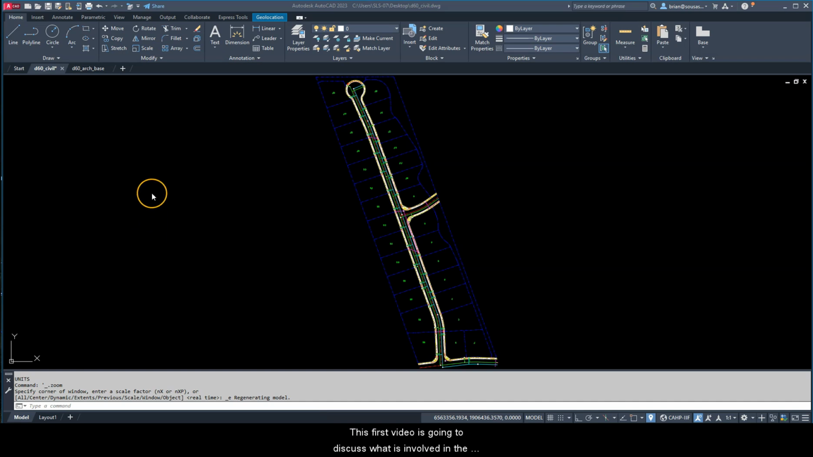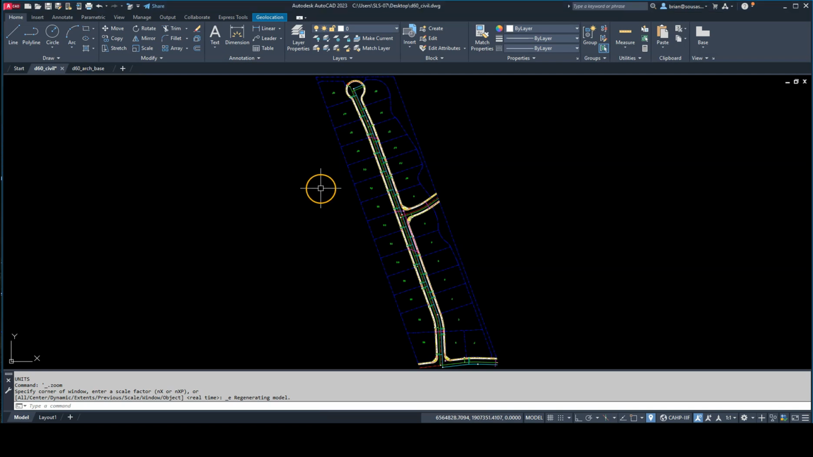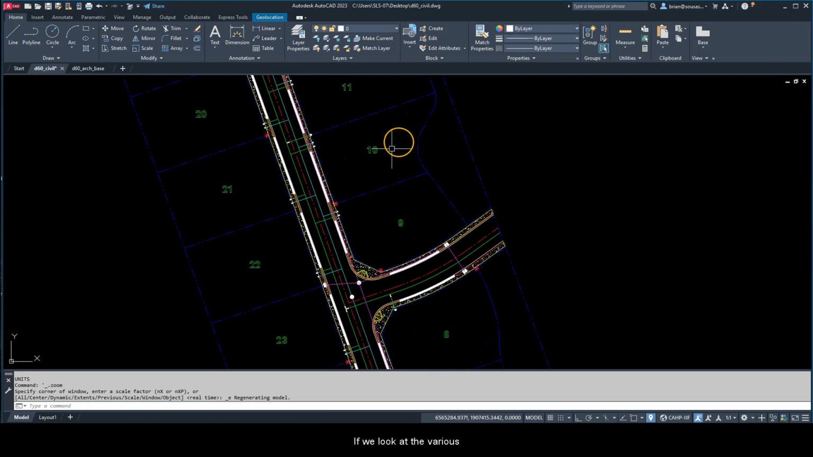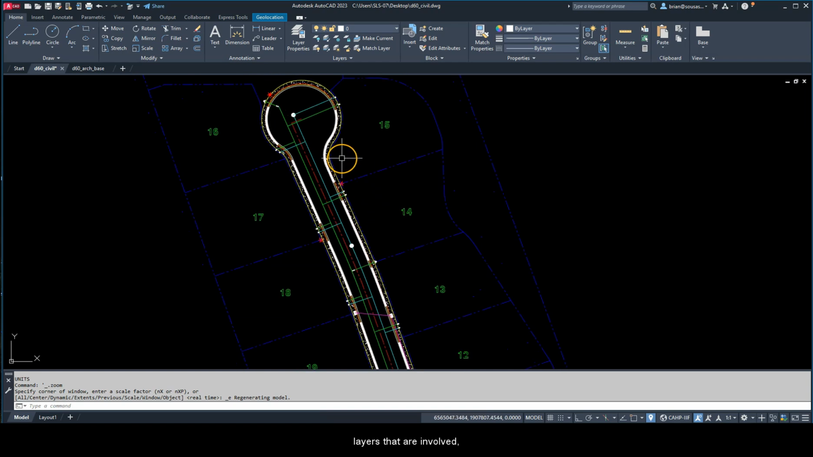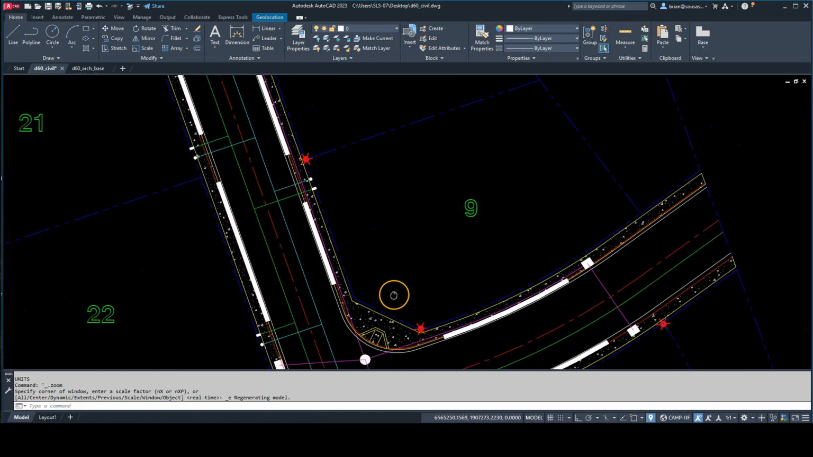This first video is going to discuss what is involved in the civil drawing, which we will be using for the course project. If we look at the various layers that are involved, I'm going to go through step by step of what each layer represents, so that you can become more familiarized with a civil drawing. This is a basic, very basic civil drawing.